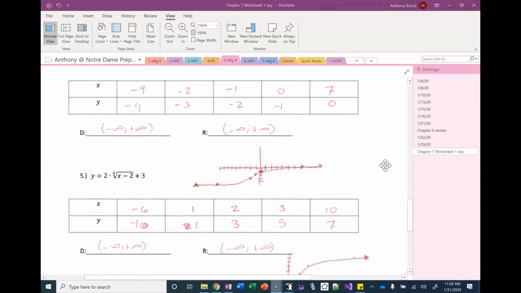So here's 4 and 5. So we're on to the back page. Notice the graphs for 4, 5, and 6 are really different looking than the graphs for 1, 2, and 3. Cube root graphs look different than square root graphs. So when you're drawing your picture, you got to make sure that you're aware of what type of function you're graphing so you draw the right kind of picture.